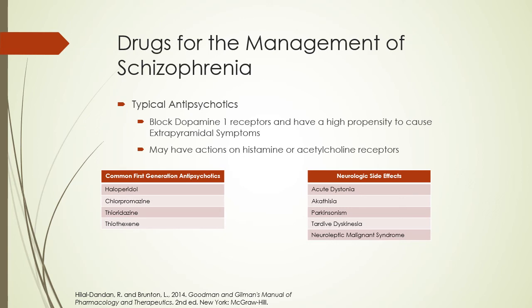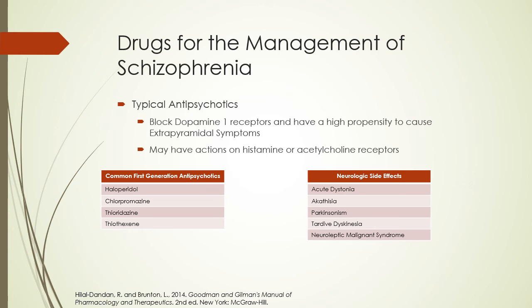It has actions also on histamine and acetylcholine receptors. Therefore, when you give these typical antipsychotics, you will have increased occurrence of symptoms associated with blockade of acetylcholine, which means anti-muscarinic properties: drying of the mouth, increase in heart rate, constipation. Okay, so those are mediated by muscarinic receptors.